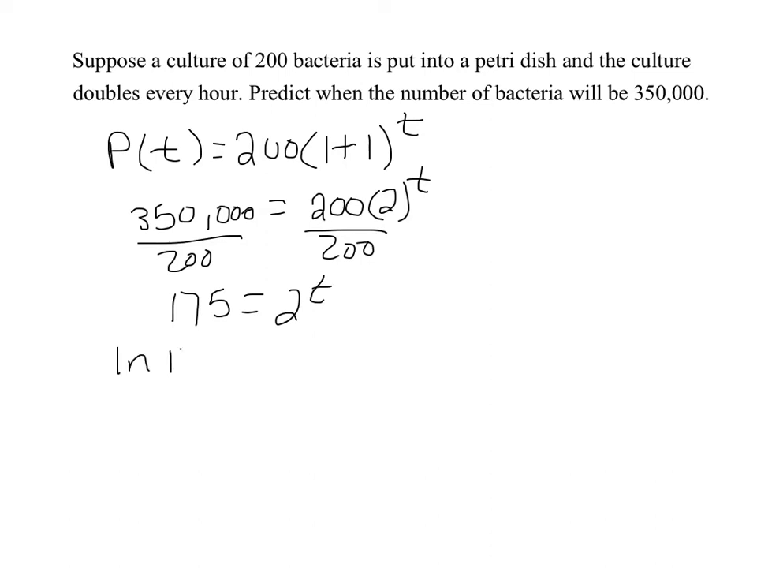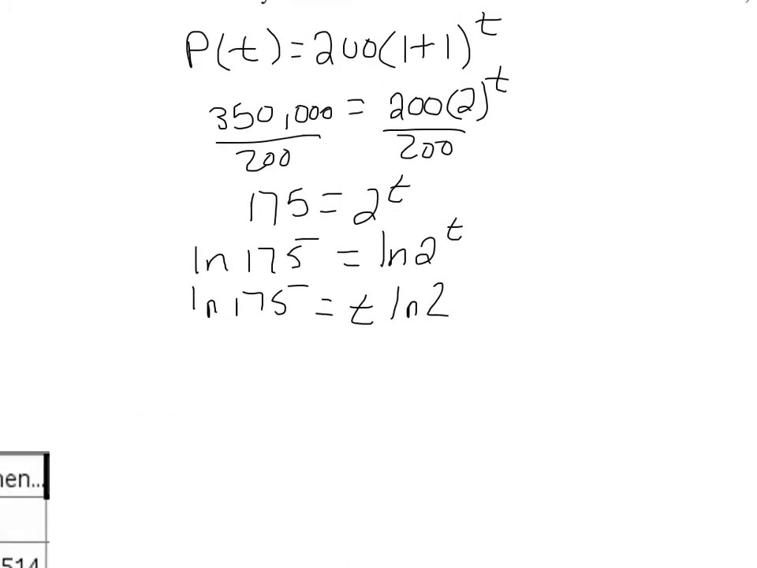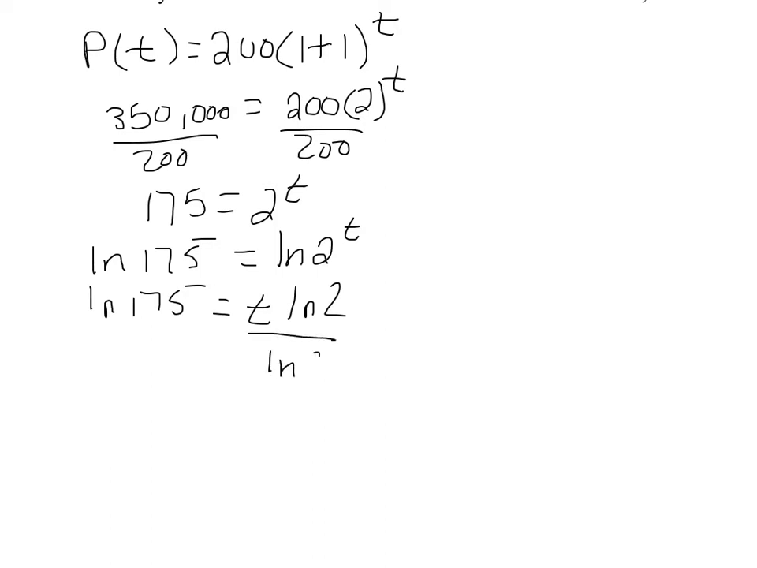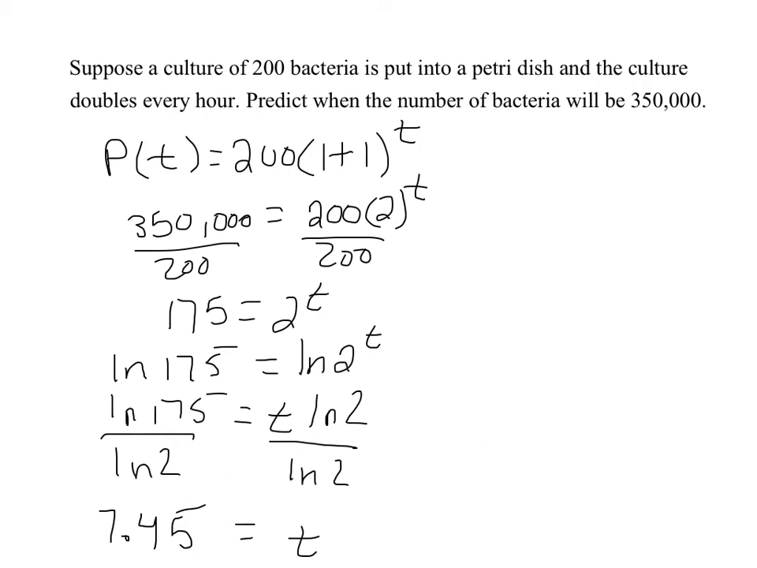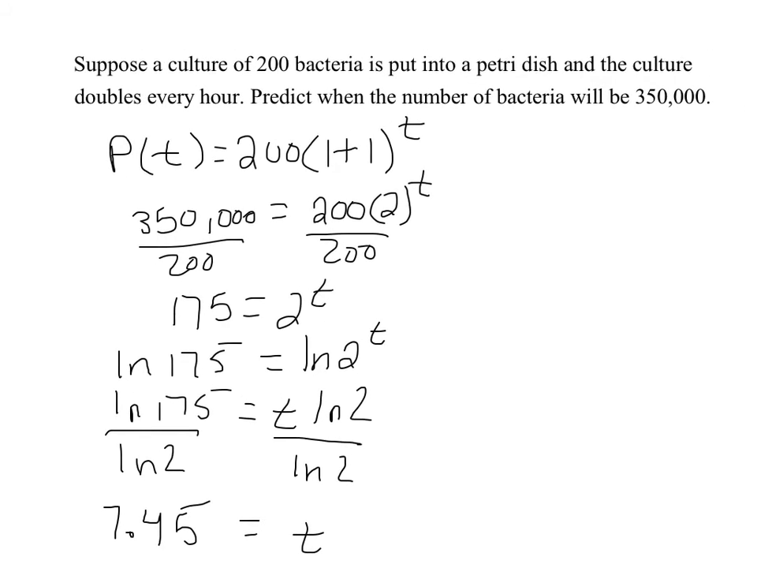So now you need to do natural log of both sides, because remember, that means we can bring the exponent down. So you'd have natural log of 1,750 equals t times the natural log of 2. Divide by the natural log of 2. So you get t equals natural log of 1,750 divided by natural log of 2, approximately 7.45. So it's approximately 7.45 hours. Well, so it's approximately 7 hours, 27 minutes. Okay? Let's take a look at a little more.